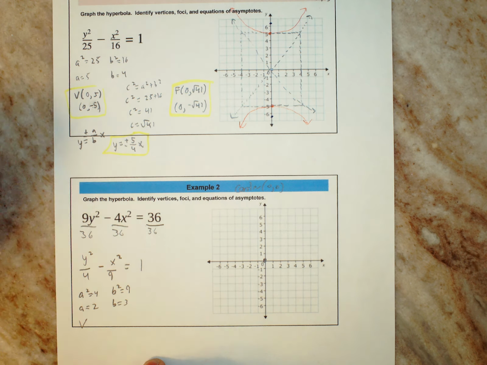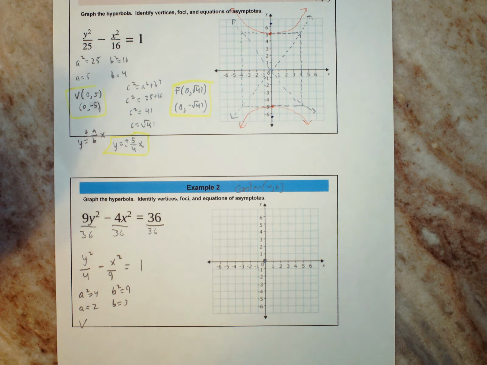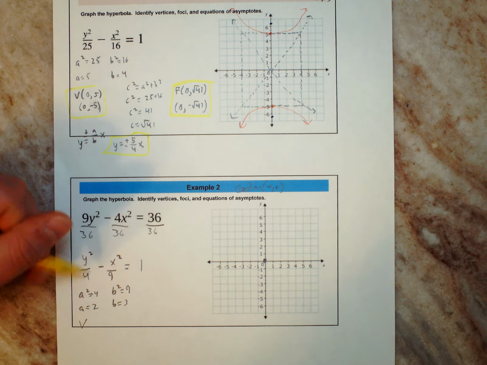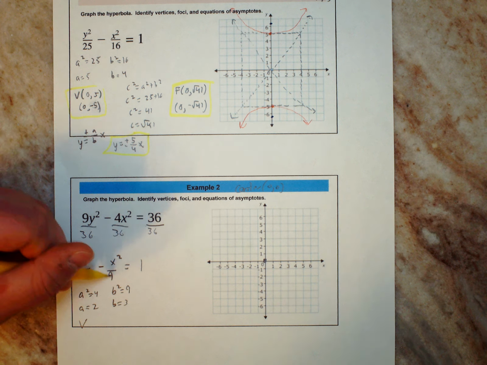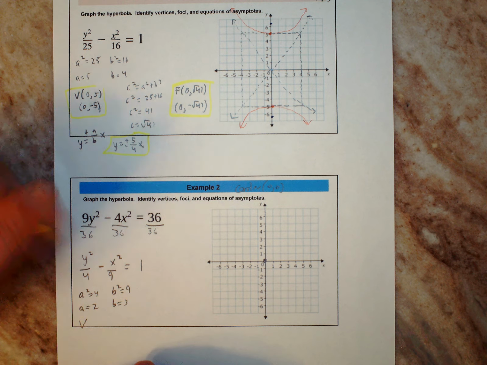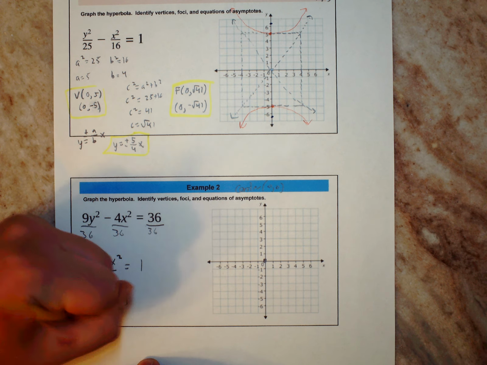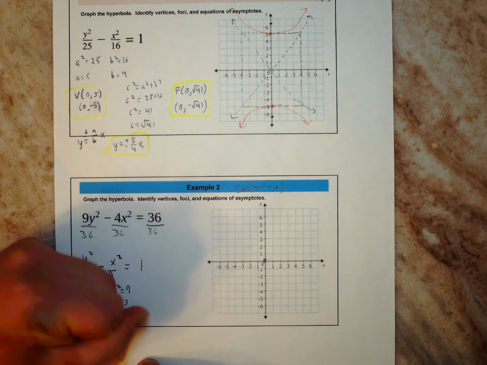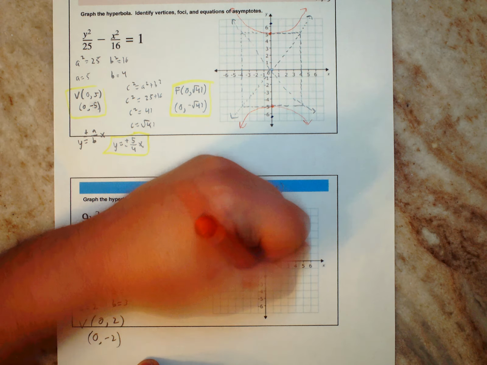So is the transverse axis going to be horizontal or vertical? It's going to be vertical. And why? Because the a squared is under the y squared and it is positive. So it doesn't really matter that the 9 is bigger than the 4. That really doesn't work for hyperbolas here. What matters is that it's positive. So the a squared is always positive. So your vertices are going to be 0, 2 and 0, negative 2. So to be consistent, I'll do that in orange again. There it is.